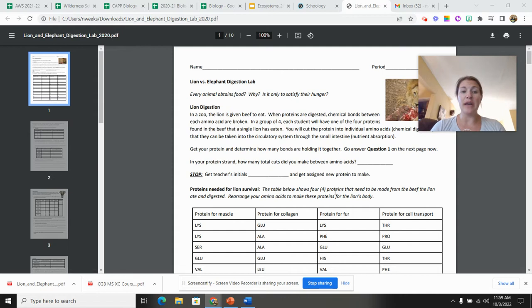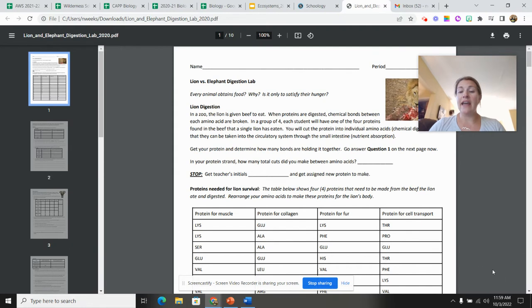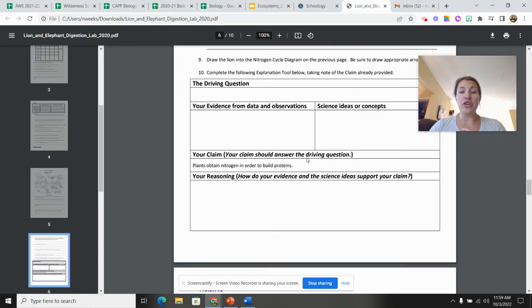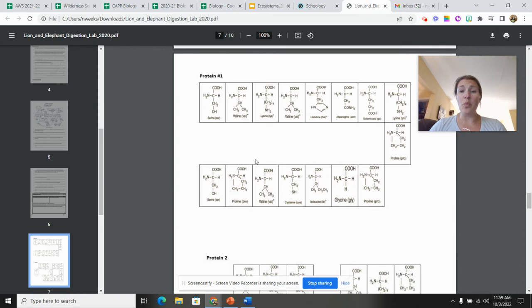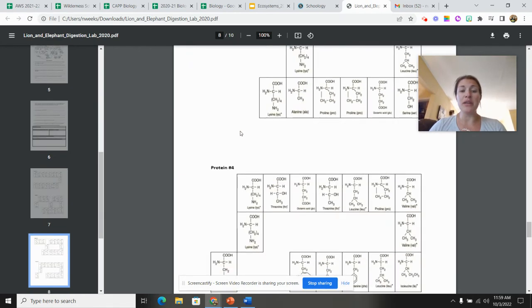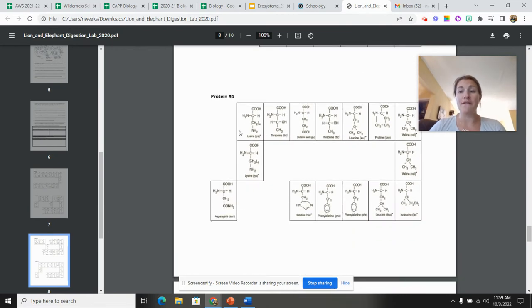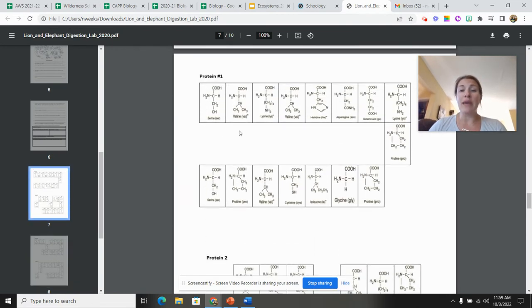So, what you are going to do in this lab is a little bit of cutting and pasting. For this first lion digestion part, in a group of four, each student will have one of the four proteins found in the beef the lion has eaten. So everybody is going to get one of these. It looks like this: protein number 1, protein number 2, number 3, or protein number 4. And you are going to tell me how many breaks are made in this molecule when it is digested.